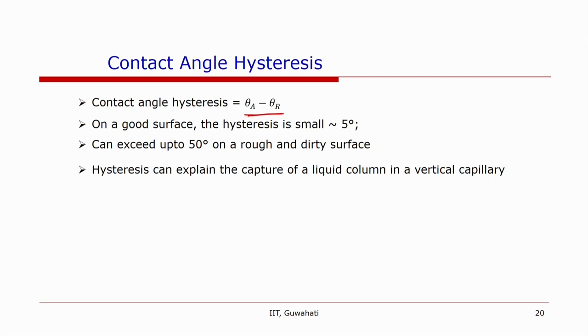On a good surface, which is typically smooth and quite clean, the hysteresis can be very small, say about 5 degrees, but it can exceed up to 50 degrees on a rough and dirty surface. So the surface properties can change the hysteresis. Hysteresis can also explain, for example, why many times we see that in a capillary, some amount of liquid has remained there residually.